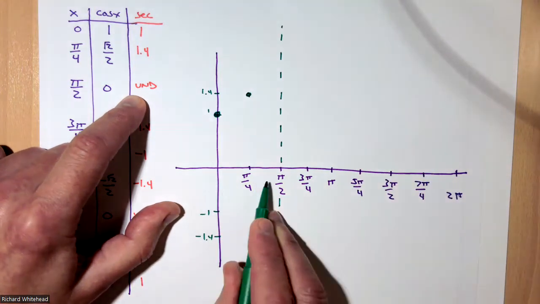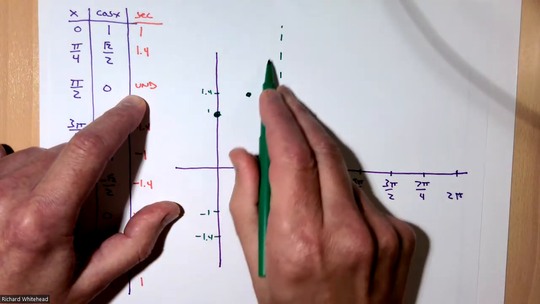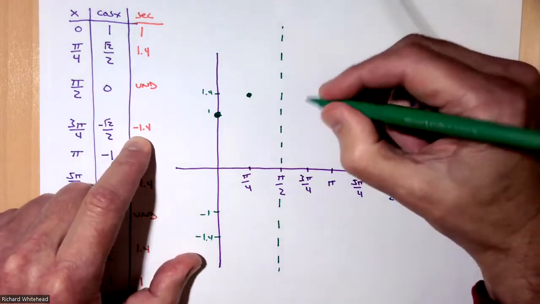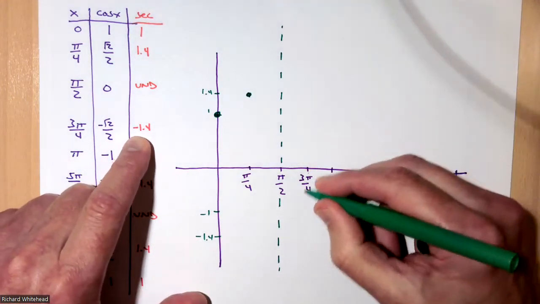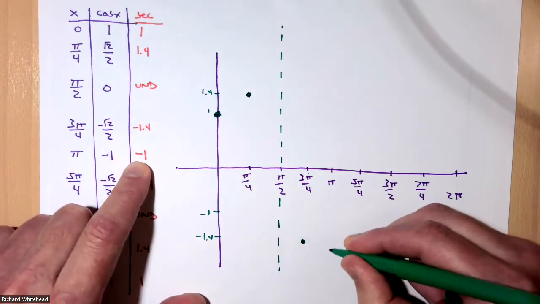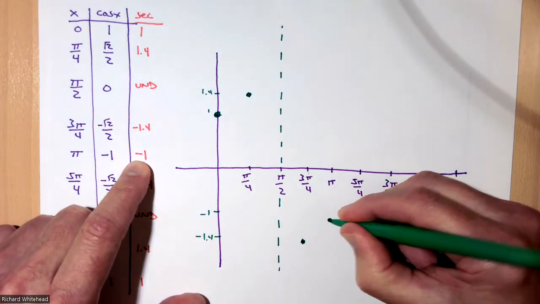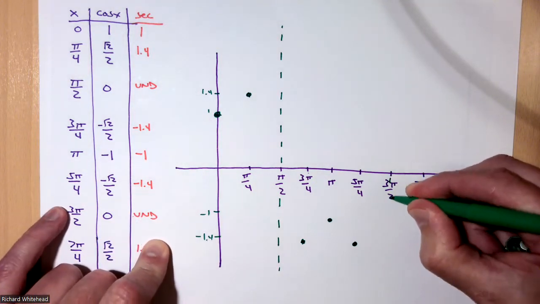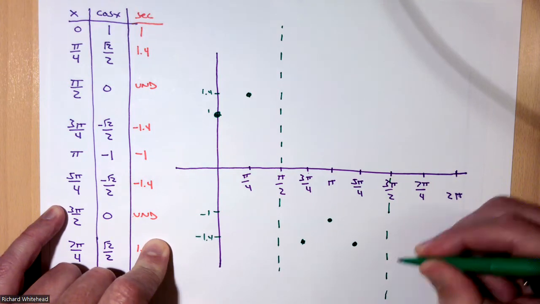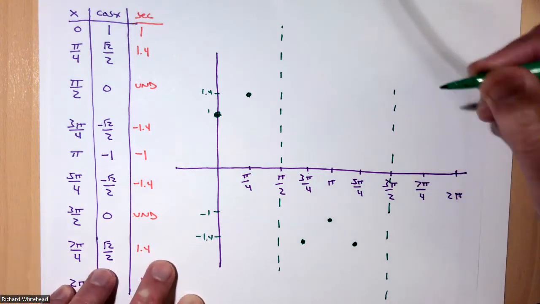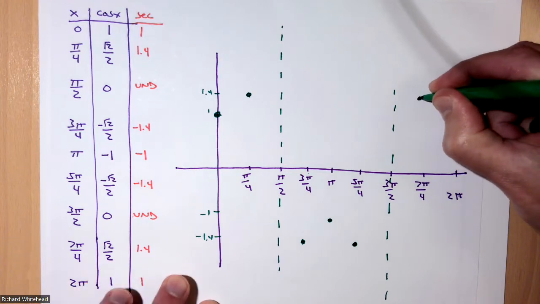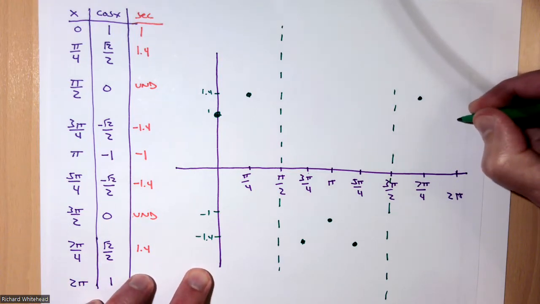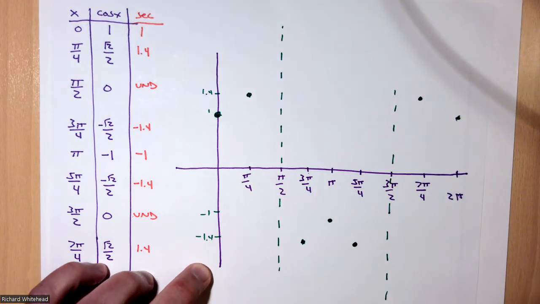Somebody says, you didn't do all the other ones. I know, because the other ones are just going to fit onto the curve, and I'm getting lazy now. So over here, we're way down at negative 1.4. Then we're down here at negative 1, then back to negative 1.4, then back to does not exist, then back to positive 1.4, and then positive 1.